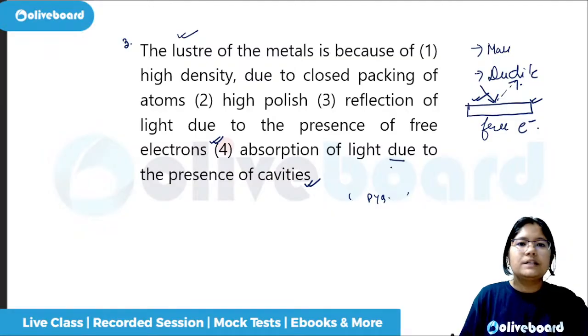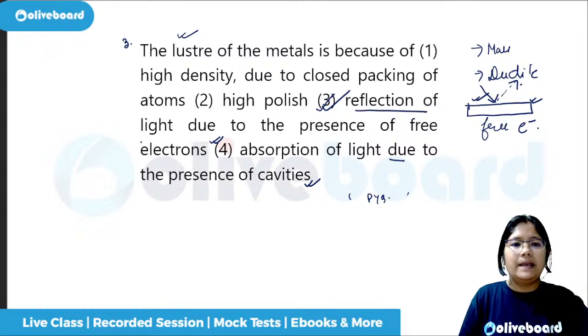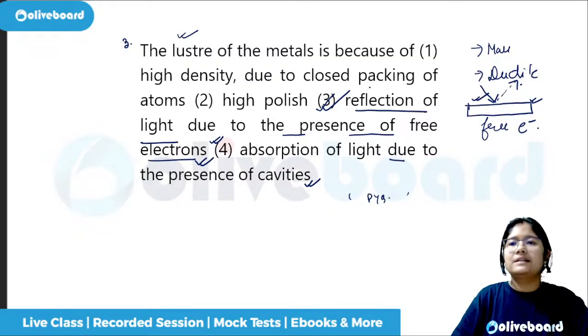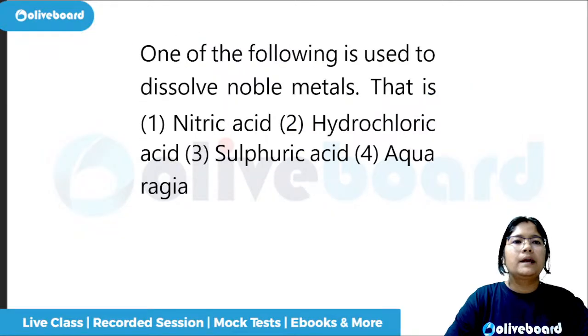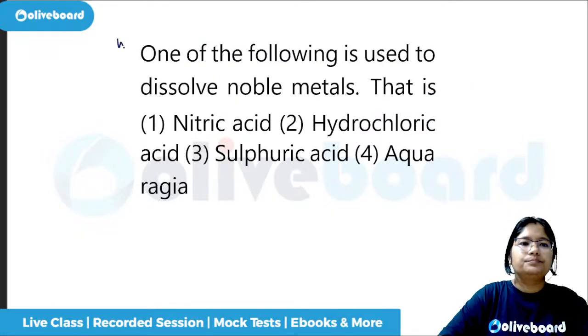Okay. So which is the correct answer? Option number 3, that is reflection of light due to the presence of free electrons. So 3 is the correct answer. Reflection of light due to the free electrons. Okay. Next, question number 4.